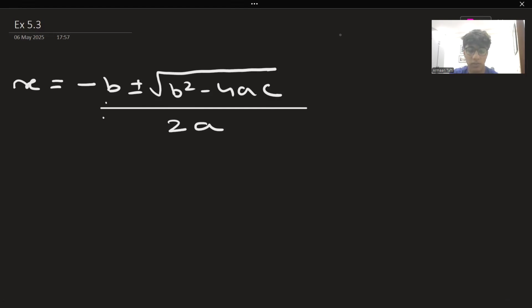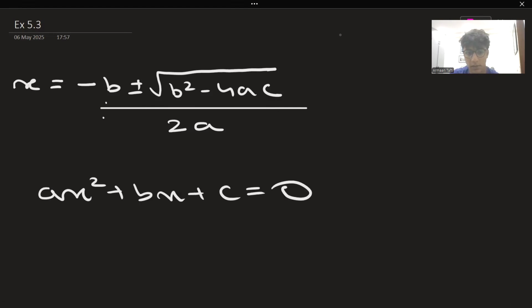This formula will be used. Honestly, until you finish doing maths, you will require this formula. It's extremely important, nothing too difficult, just memorize it. Now what is minus b, what is a? Let me write down a basic structure of a quadratic equation. That is ax squared plus bx plus c equals 0.